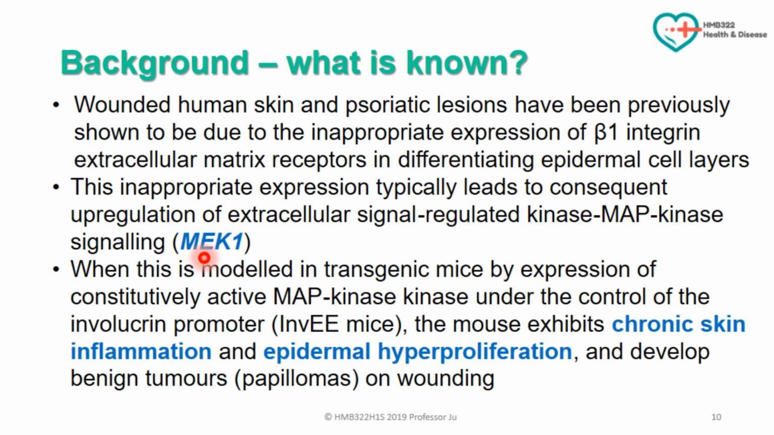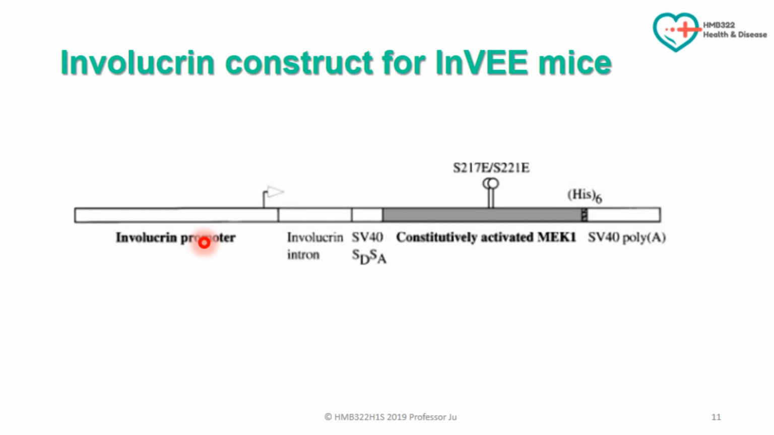So making the association between integrin beta-1 extracellular matrix receptors, we overexpress those in wounded skin or psoriasis, as well as in those same cells, we also have an upregulation of this MEK1 pathway, really important. If we put that in a mouse, this mouse, when you wound it, will also develop chronic inflammation, papilloma formation, et cetera. So we can model wounding of the skin and hyperproliferation in these mice. So this is sort of the INVEE mouse model. So the INV, involucrin, the EE promoter system.